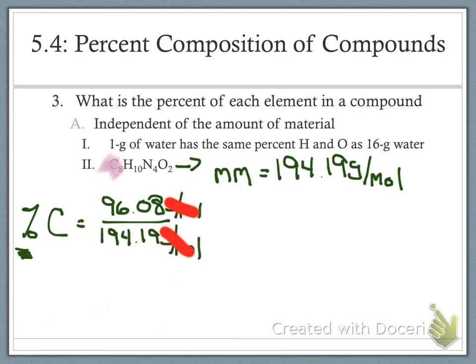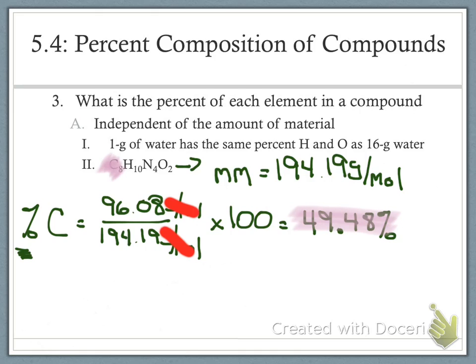And remember, we do want a percentage, so let's go ahead and multiply our final answer by 100 to get a percentage. I'll have to calculate this out for us. Let's see, 96.08. And let's divide that by 194.19. And my calculator tells me that that's 49.48%. So this compound is 49.48% carbon. So if you had 100 grams of caffeine, 49.48 grams would be devoted solely to the carbon atoms.